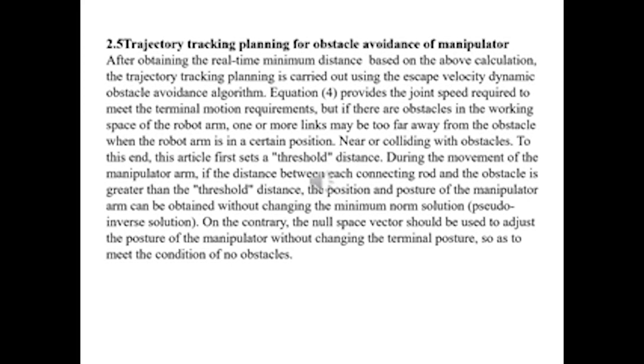During the movement of the manipulator arm, if the distance between each connecting rod and the obstacle is greater than the threshold distance, the position and posture of the manipulator arm can be obtained without changing the minimum norm solution, the pseudo-inverse solution. On the contrary, the null space vector should be used to adjust the posture of the manipulator without changing the terminal posture, so as to meet the condition of no obstacles.